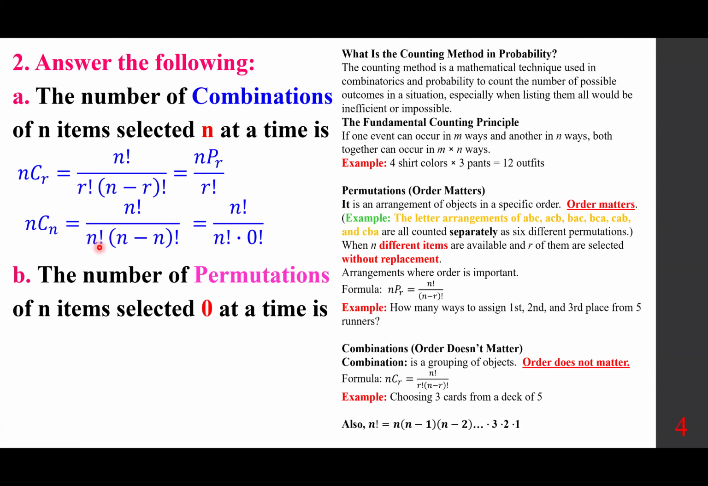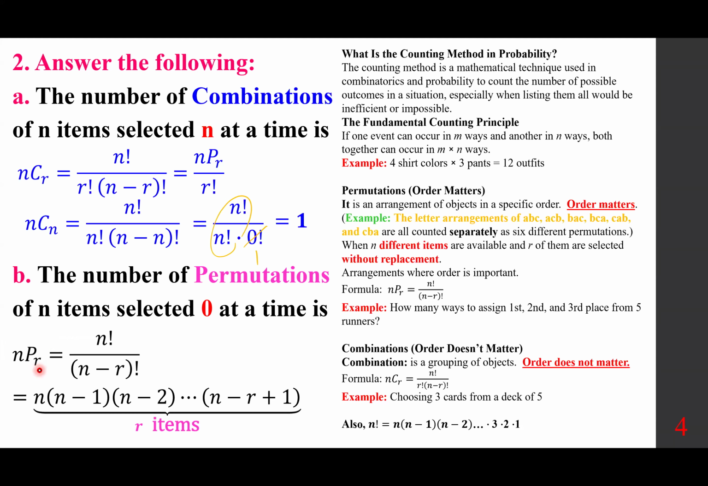This is n factorial, this is n factorial, n minus n is 0, and 0 factorial is 1. And these two simply give us 1. Permutation of 0: this is the formula, and we replace the r with 0.